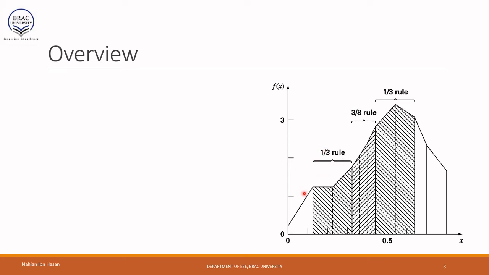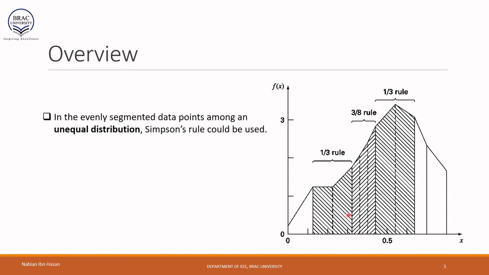You can also combine all of those methods, like the 1/3 rule, 3/8 rule, or trapezoidal rule. One common approach is that in the overall data set we might have some segments which are of equal widths. In those segments we can apply Simpson's rule. So in the equally distributed data points we apply the 1/3 rule or 3/8 rule, and in the unequally distributed data points we apply the trapezoidal rule.